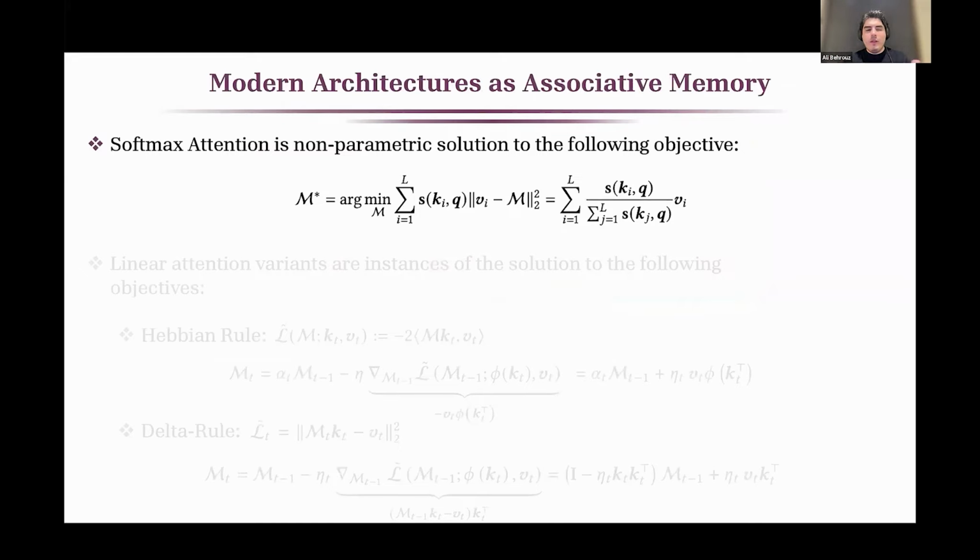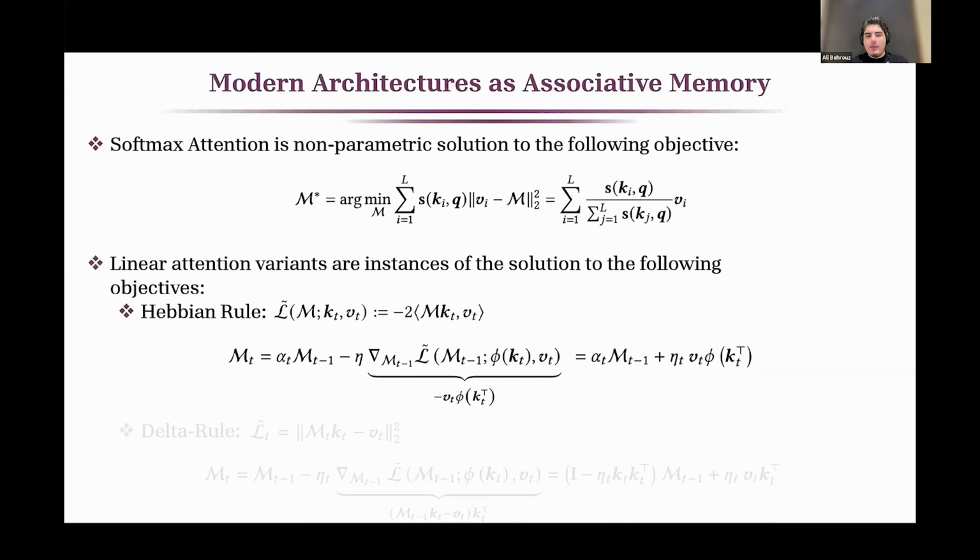As some examples, you can see that softmax attention is a non-parametric solution to the following objective. If you want to find a linear mapping and solve this objective over the context of 1 to L, then you will see that the non-parametric solution to this objective is like this one. And with the simple design choice of S equal to the exponential function, this is equivalent to softmax attention. So basically, softmax attention is very powerful because it's a non-parametric solution to this objective.